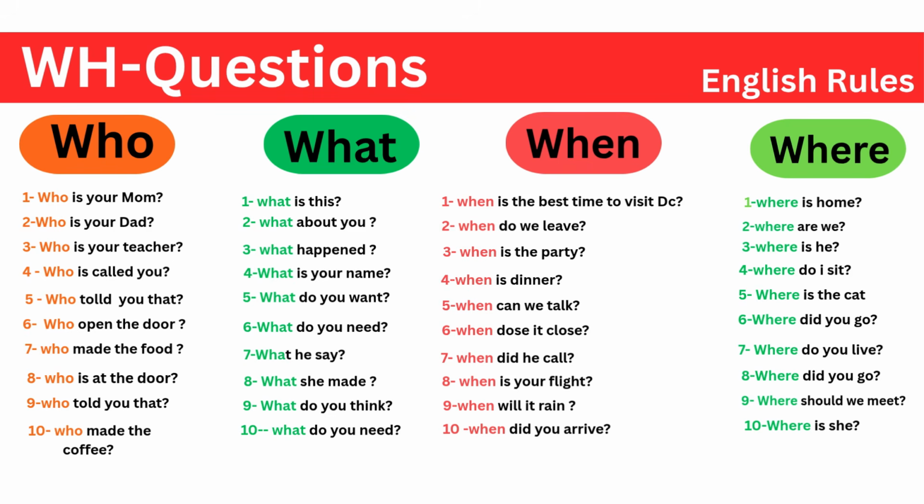4. Where, used to ask about location. Examples: Where is home? Where are we? Where is he? Where do I sit? Where is the cat? Where did you go? Where do you live? Where are you going? Where should we meet? Where is she?